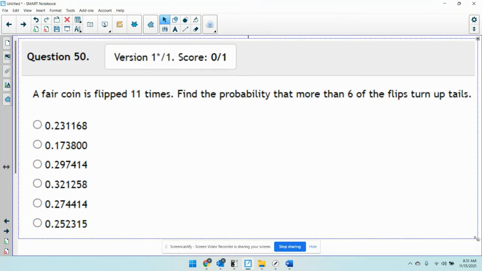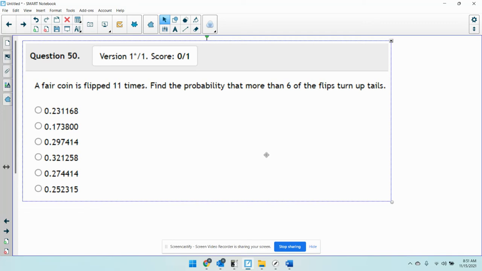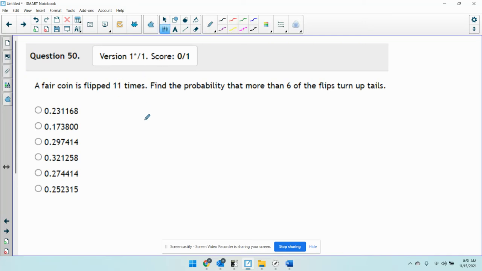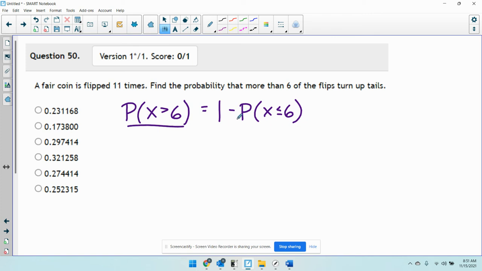A coin is flipped 11 times. Find the probability that more than 6 flips turns up tails. Let's let x be the number of tails that show up. I want to find the probability that x is greater than 6. Well, what's the complement of that? Probability of x being less than or equal to 6. So if I want to find this probability, use the rule of complements and just take 1 minus the complement, which I can find in the calculator.